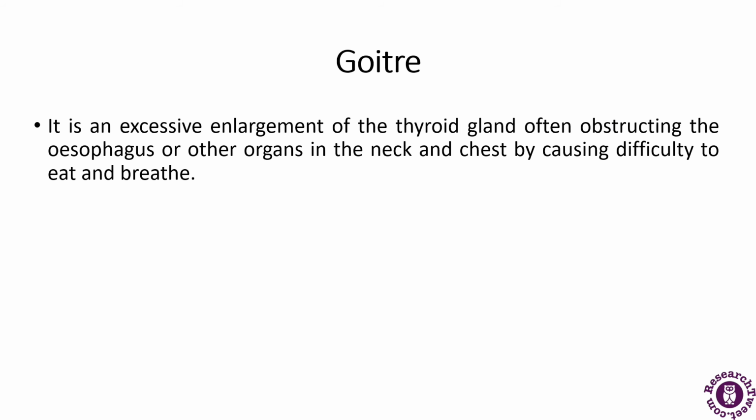So let's discuss goiter first. Goiter is an excessive enlargement of the thyroid gland, often obstructing the esophagus or other organs in the neck and chest by causing difficulty to eat and breathe. So this is what goiter is.